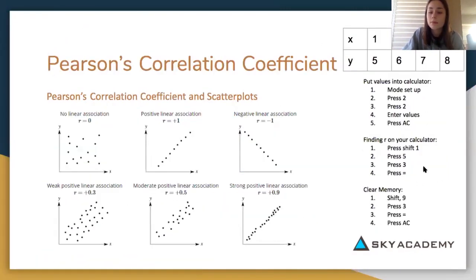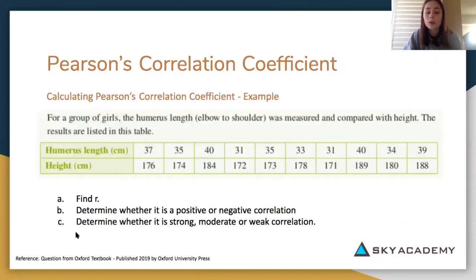So let's go ahead, and we're going to follow these steps. So hopefully you remember them, otherwise I'll go through them too. So firstly, we need to go into Mode Setup. Then you need to go into 2, and 2 again. And you'll get a column with X and Y. And you put in these values. So in the X column, we're going to put 37 equals, 35 equals, 40, 31, 35, 33, 31, 40, 34, and 39.